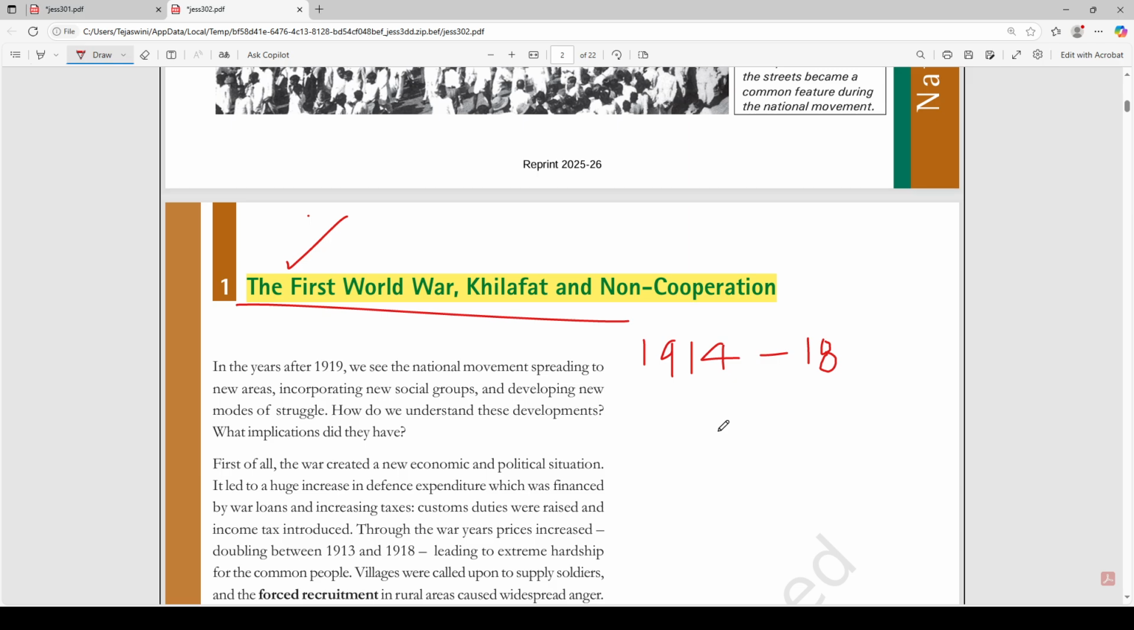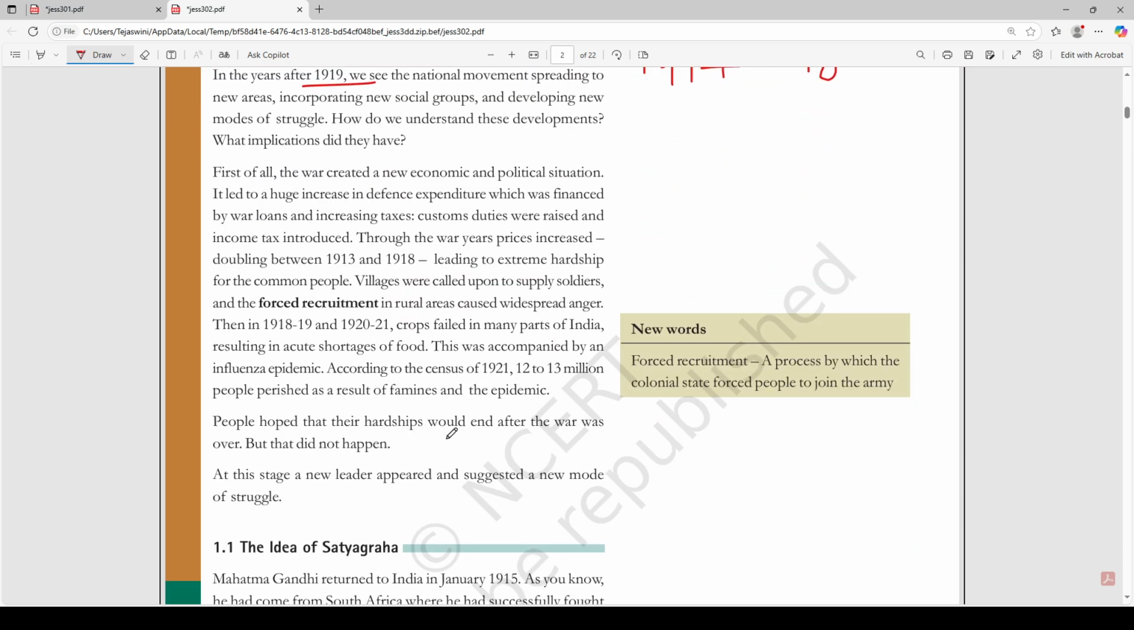You know what the effects of the war are. We will read about the effects of the First World War in India in this topic, and about Khilafat. What is Khilafat? We will discuss. Then coming to non-cooperation: cooperation means we will support, and non-cooperation means we will not support or we will not do anything from outside. So in the years after 1919, I'm going to start the topic. Let us wind it up as soon as possible.